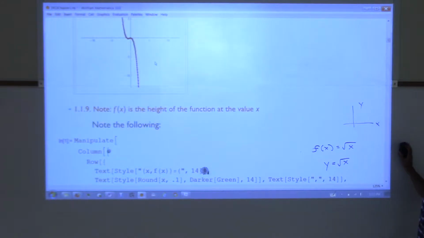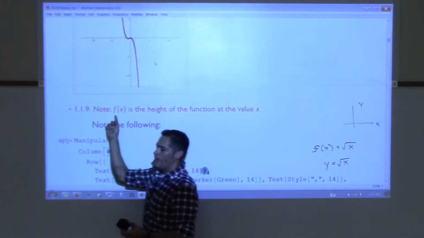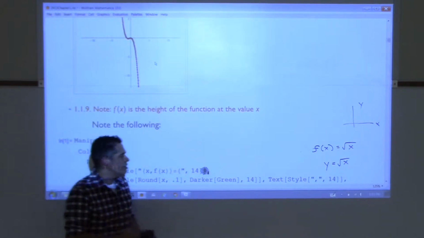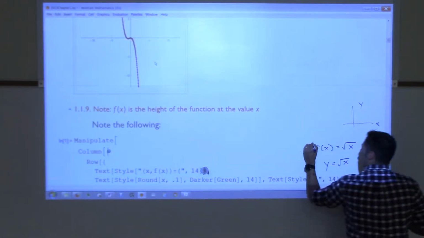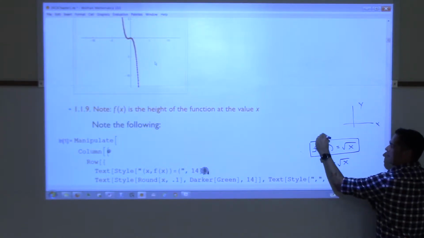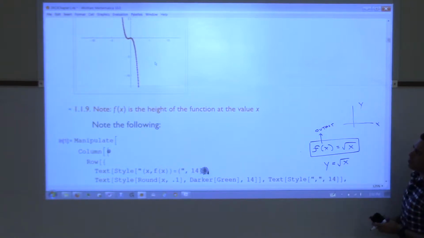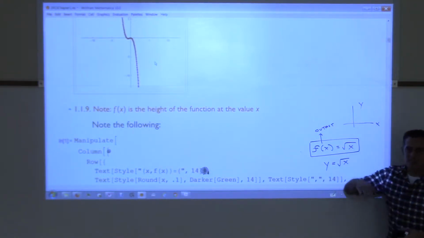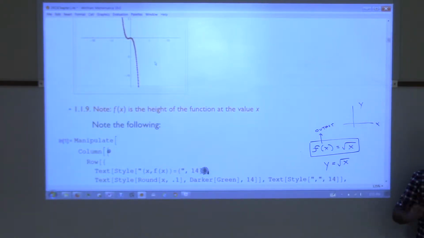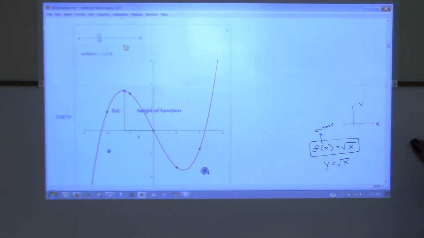Okay, the next thing to talk about is what f of x is. It's important that you understand that when you're given a function, this right here, f of x, is your output. And geometrically, f of x represents the height of the function at x. So this is what this little animation is showing you here.